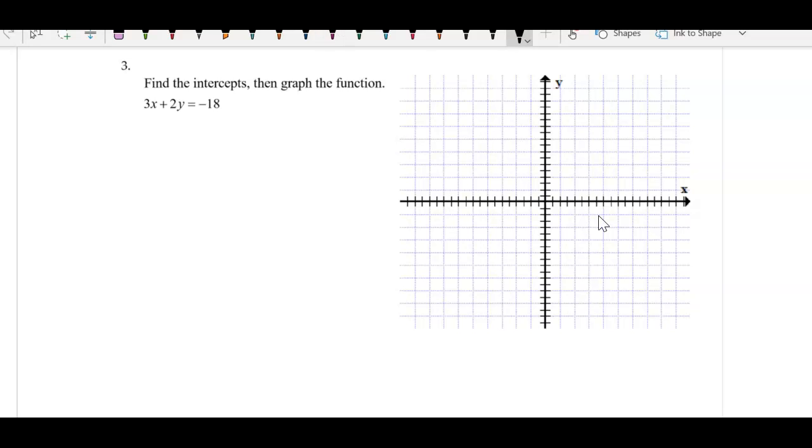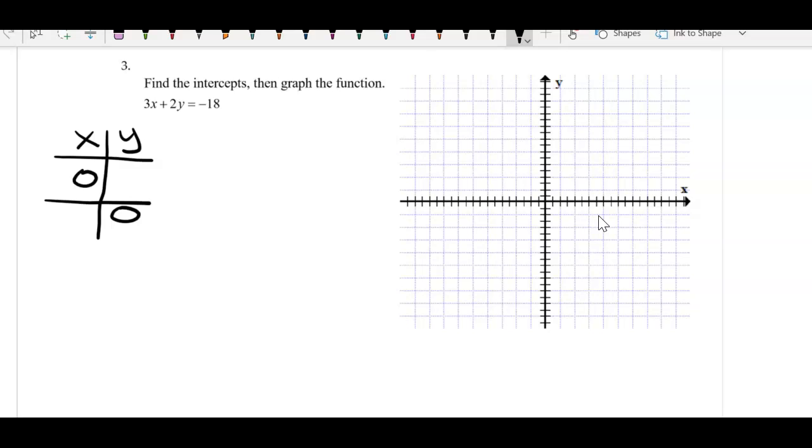So when it's asking you to graph finding the intercepts, like I said, you could make a little table of values saying, all right, I want to figure out when x is 0, what is y? When y is 0, what is x? And then I can find out where those are crossing the axes and be able to graph it that way.